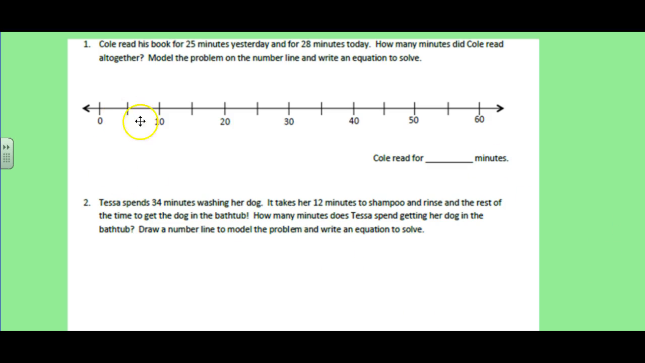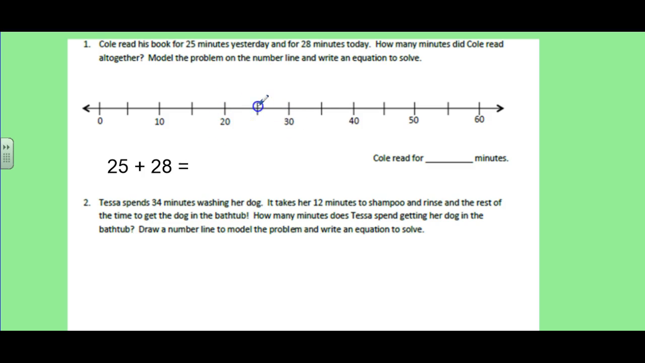So I want you to notice that we're missing some 5s in here. They're just using the skip counting by tens. So we know that we need to start at 25, and we know we need to add 28 minutes to that. So underneath the number line, I want you to go ahead and write your simple addition sentence to see how many minutes it's taken him to actually read this all together. And then we're going to do it on the number line as well. So we know that 25 is going to be in between 20 and 30.